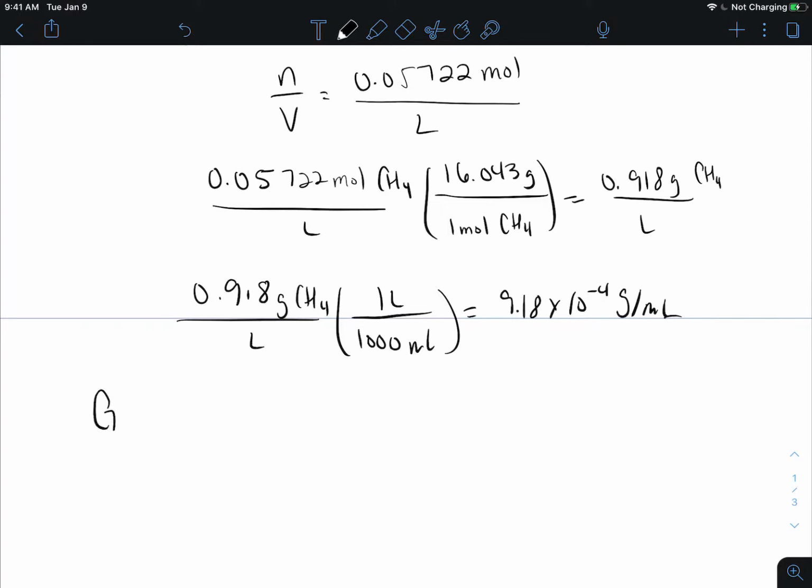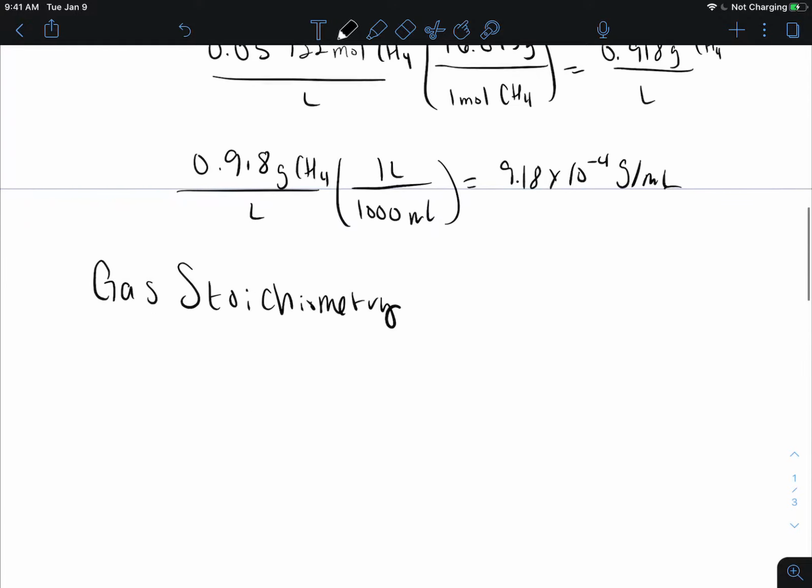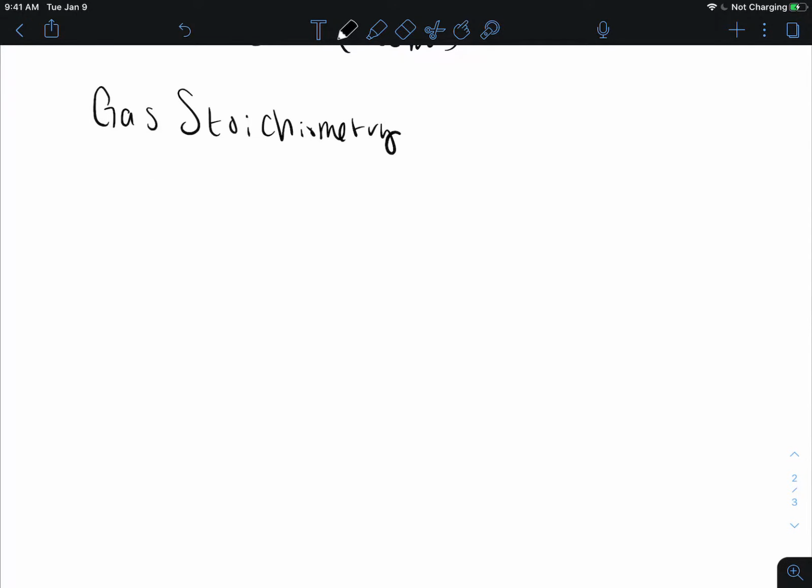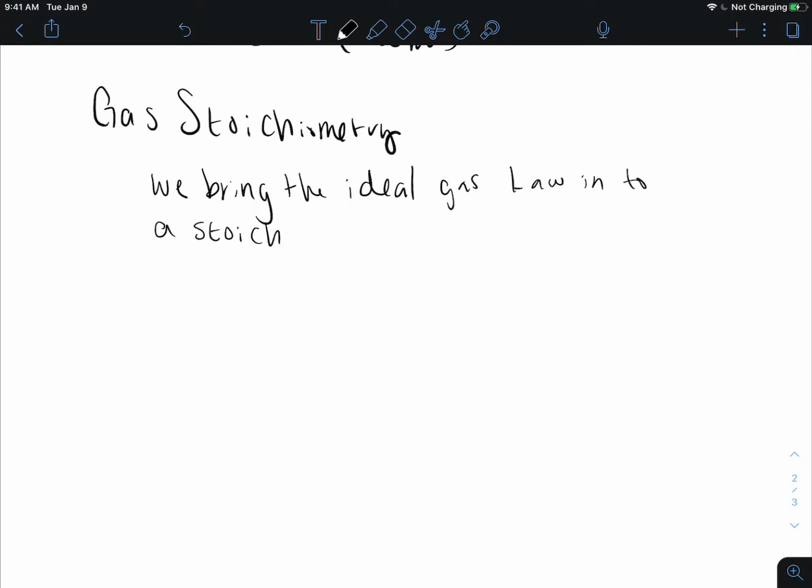Next thing and last thing in here we're going to look at is gas stoichiometry. So adding a stoichiometry component to our gas law, or adding our gas law into stoichiometry, whatever you want to call it. So gas stoichiometry, we bring the ideal gas law into a stoichiometry problem. I feel like the easiest way to look at this is just to do an example. So we should know how to do stoichiometry. What we're trying to get to in stoichiometry is moles, almost always.